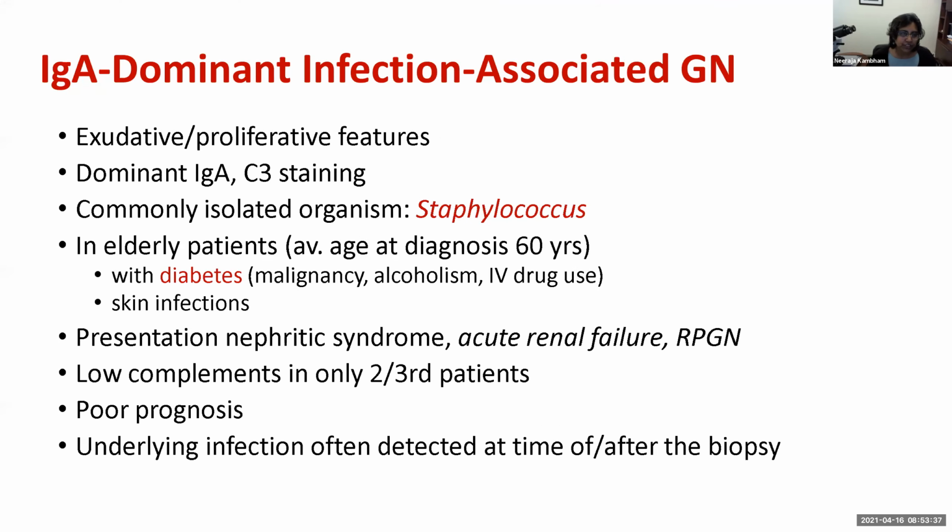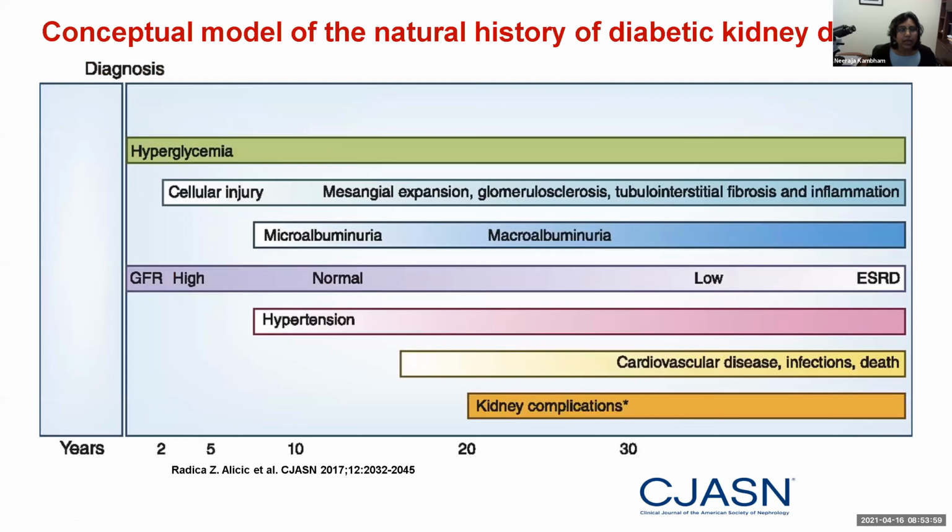And so some of the features, not to go into the detail here, the key here is if the patient is diabetic and has a staph infection and has some exudative features on the glomerulus, we are thinking about this entity. And other things that might be helpful will have low complement levels and so on. So this is one more thing that we think about.